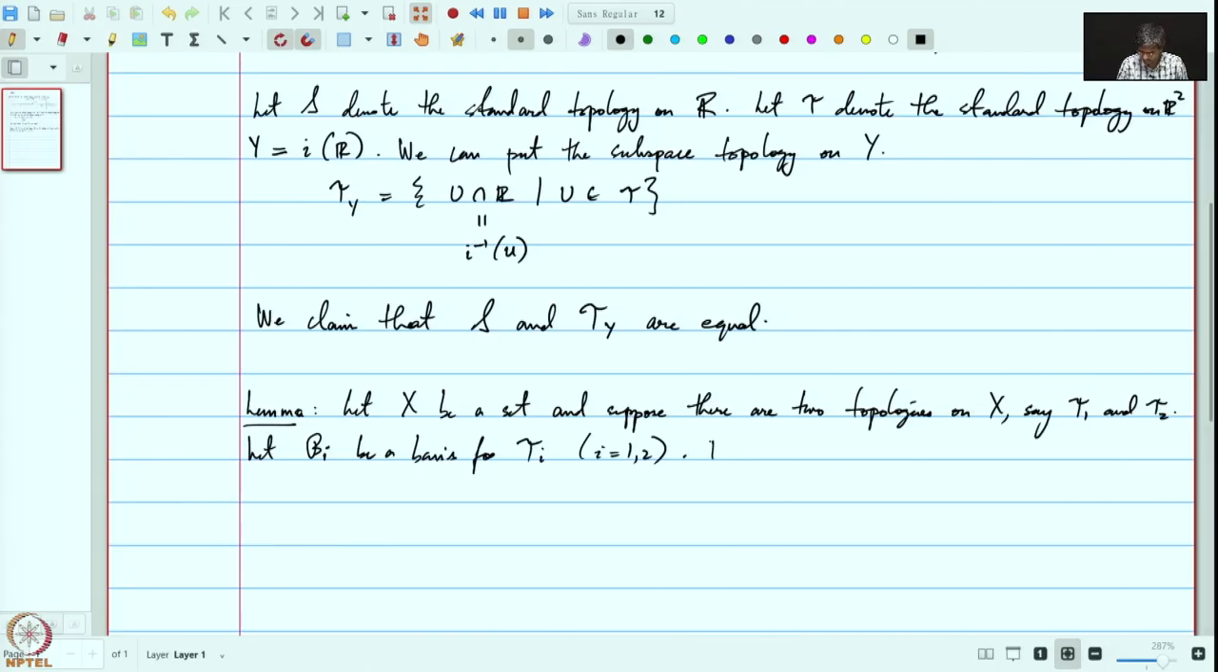And if B1 is contained in tau 2, then tau 1 is contained in tau 2. So if the basis for tau 1 is contained in tau 2, then all of tau 1 is contained in tau 2. That is the content of this lemma. So let us prove this.